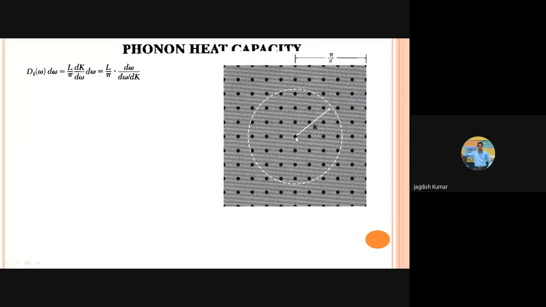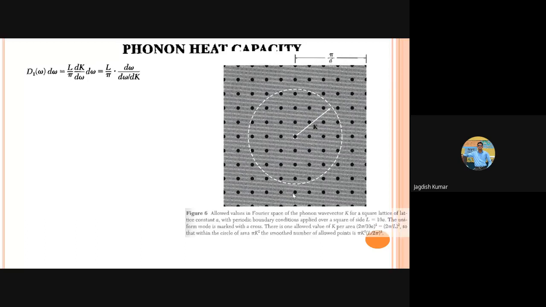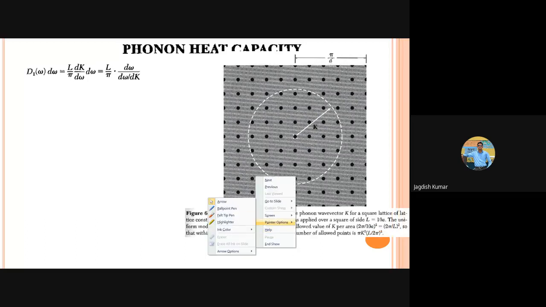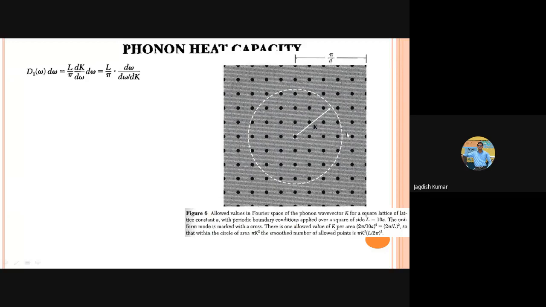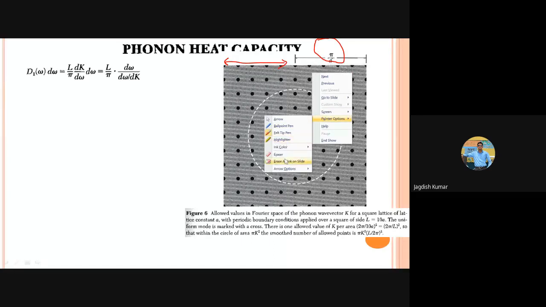So this point is chosen, and the same thing is written in the text, but let me take help of the pointer. So this point is chosen as the center of the Brillouin zone. You can see pi by a towards the right side of this point. Similarly, the same length pi by a to the left side, and similarly pi by a to the upper side and pi by a to the lower side. So the total overall length of the Brillouin zone is 2 pi by a. Okay, and then the area will be 2 pi by a whole squared.